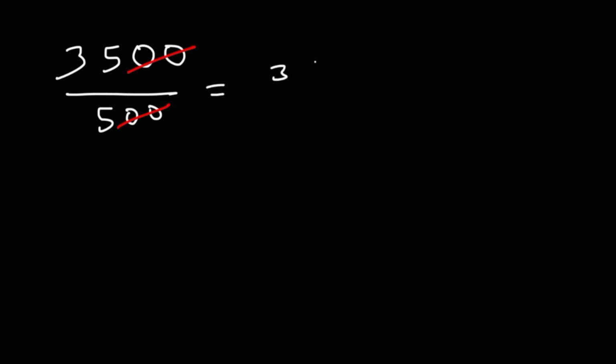Let's work on one more example. Let's divide 3,500 by 500. So like before, we could cancel zeros. So we can cancel 2 zeros on the top and on the bottom. So this is 35 divided by 5, which is simply 7.